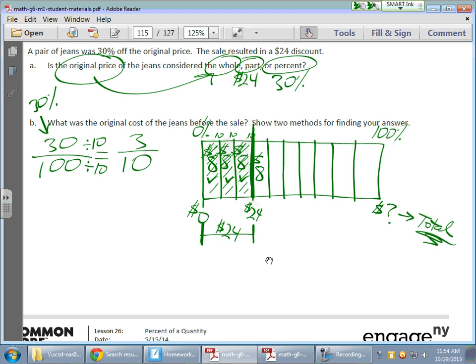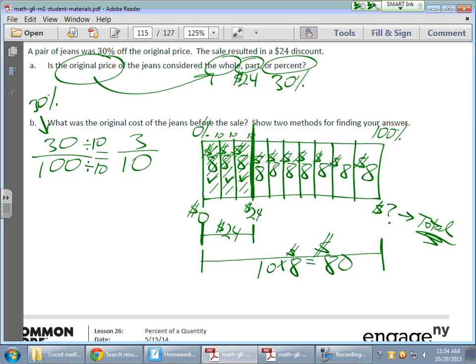Well, that's great, because that means every box is worth $8. Okay? There they are, all $8. And I do notice that I have 10 boxes, and if I do have 10 boxes and every box is worth 8, well, then I can take my 10, I can multiply it by my $8, and I realize that the original asking price must have been $80. Okay? Kind of cool. I like how that works.